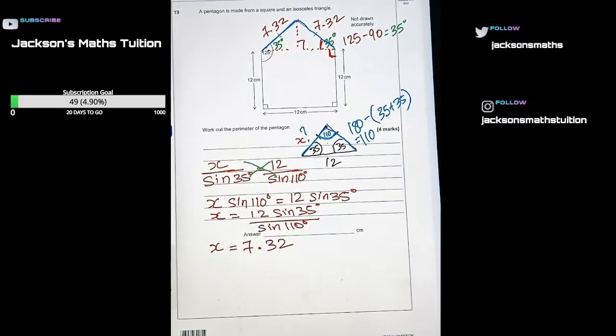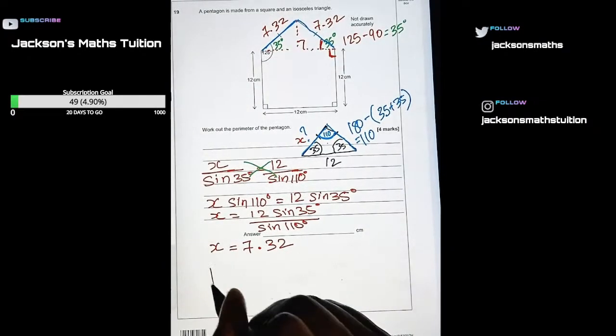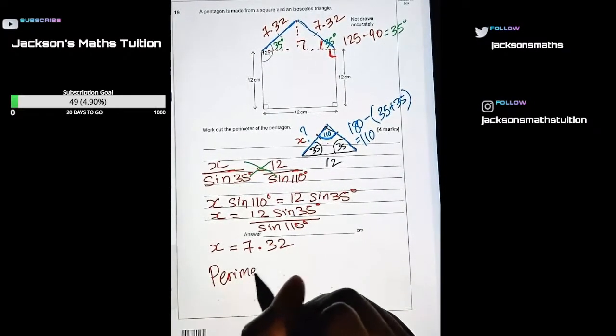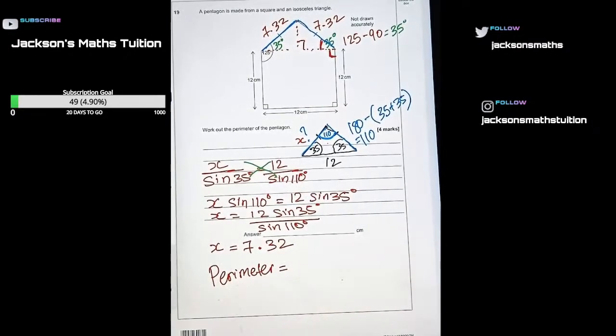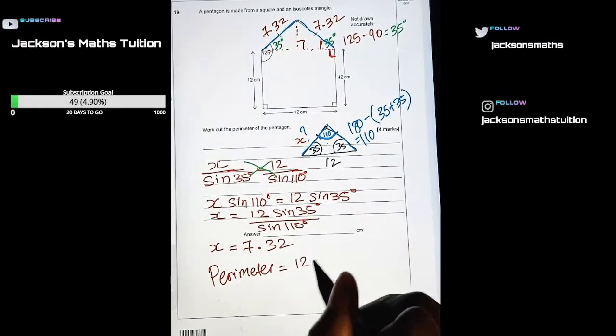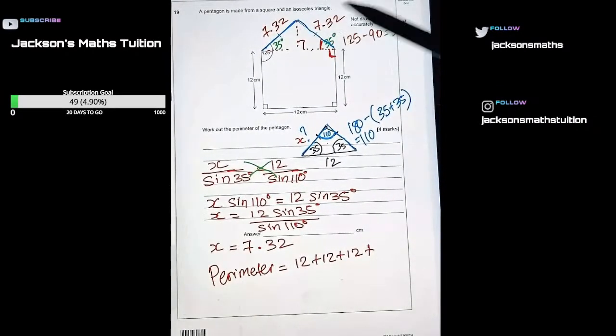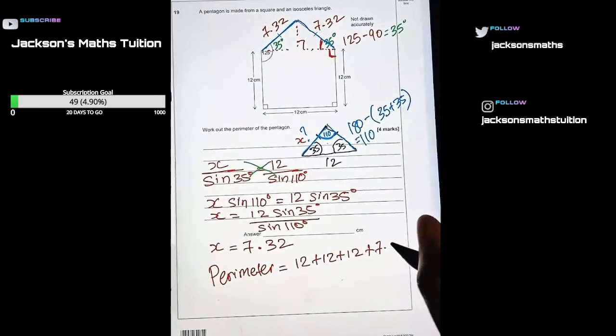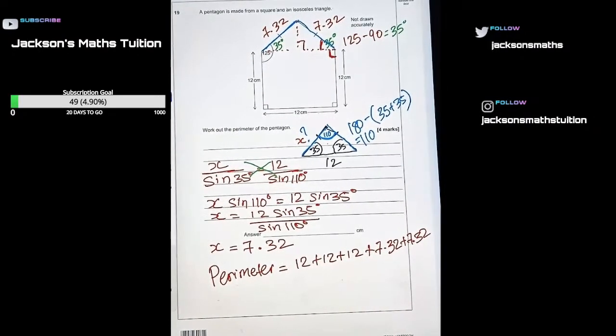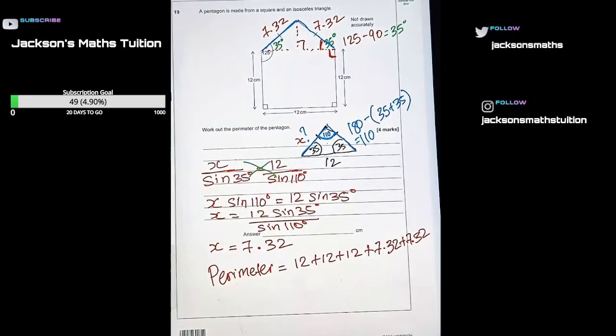Okay? Let's do the perimeter now. So the perimeter is going to be 12, and then 7.32, 7.32. Come add up all of those, and then that gives you your perimeter.